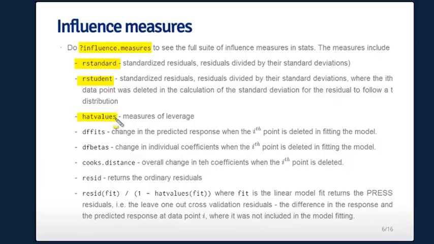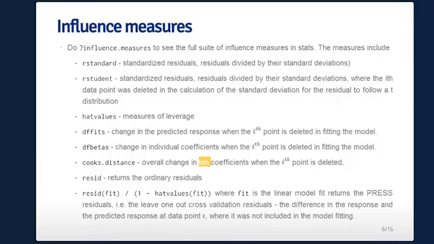Hat values are measures of leverage. The DFFITS are measures of influence of a point on prediction. DFBETAS are the influence of a particular point on the coefficients. Cook's distance is a measure of the overall change across all covariates. And DFBETAS, I think I misspoke when I said that DFBETAS looks at individual covariates, where Cook's distance looks at all the covariates, kind of organized in the right way. There's a little typo there that I've got to fix.